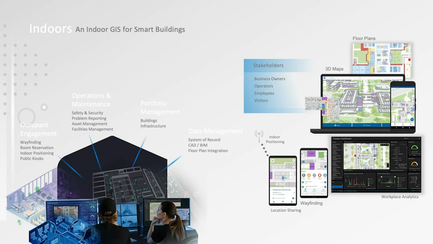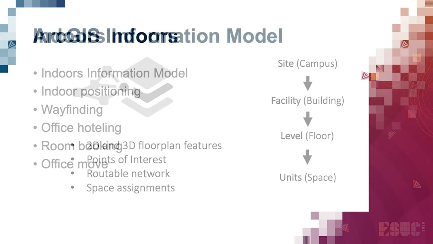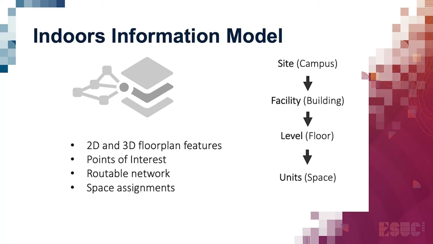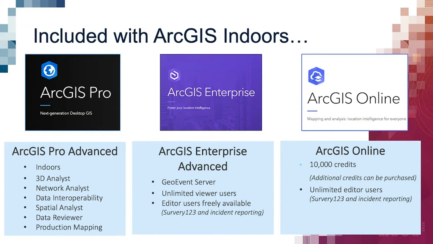ArcGIS Indoors provides an indoor GIS for making smart buildings or workplaces. It introduces the indoor information models and indoor positioning that support the operations below. The indoor information models allow storing of objects' properties, categories, and their relationships within the indoor hierarchy, ranging from offices to floors to buildings and sites. These are the components included with ArcGIS Indoors.